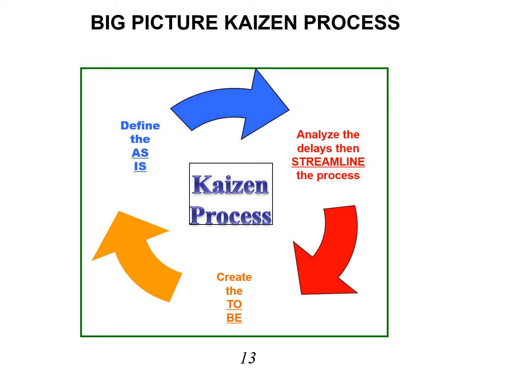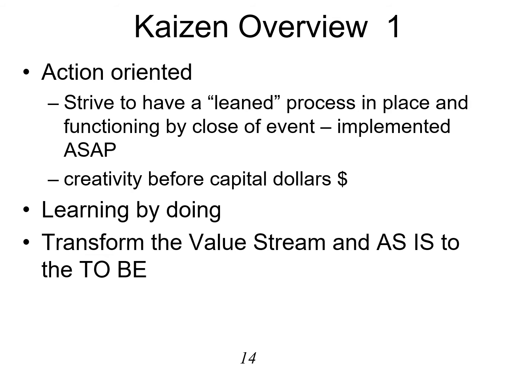Here's the big picture. It looks simple, but far from it. Define the as-is, analyze the delays, then streamline the process, then create the to-be or new process. Very action-orientated. You want to have a lean process in place at the close of the event. Use creativity before capital dollars, learning by doing. And like I said in the diagram before this, change the as-is to to-be.